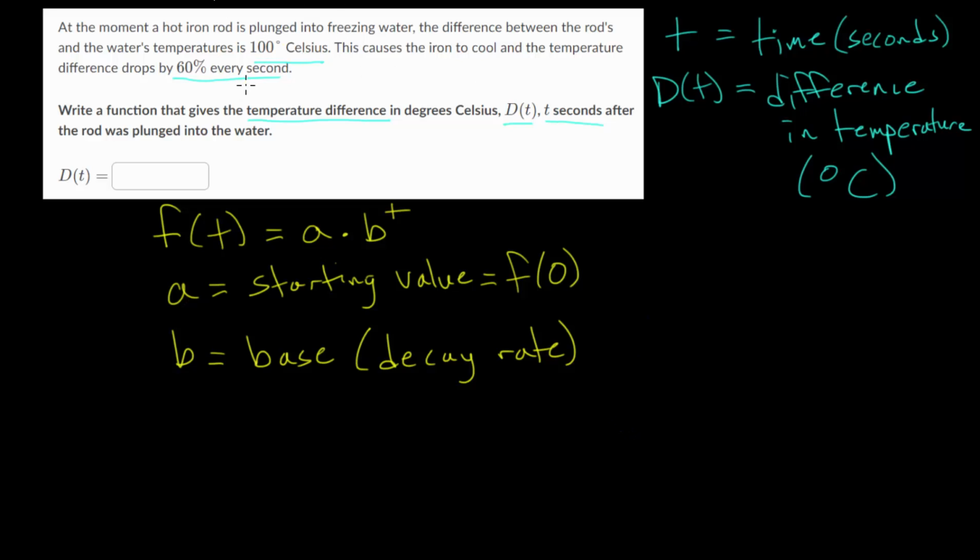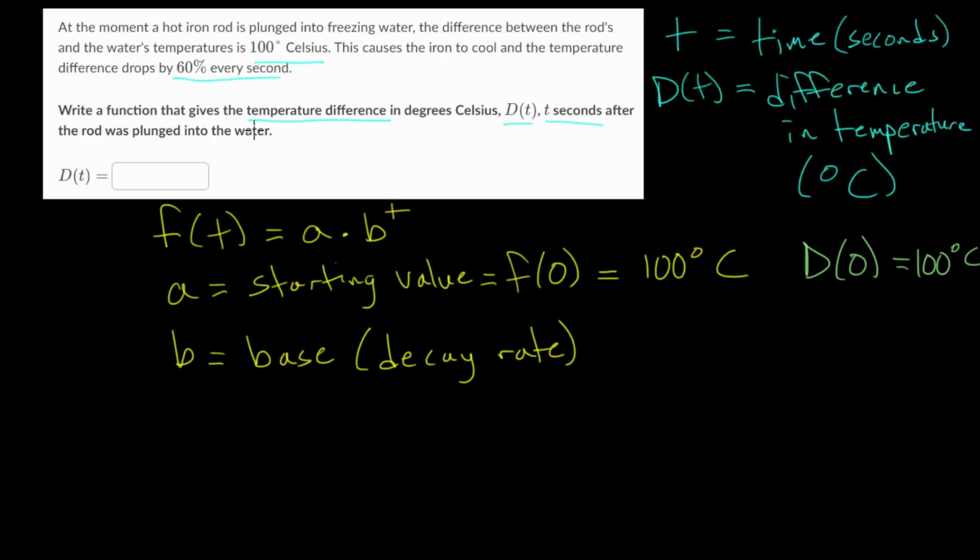And we're given key pieces of information here. We're told that the moment the iron rod is plunged into the freezing water, the temperature difference, or the difference between the rod's and the water's temperature, is 100 degrees Celsius. So we're told our starting value. That is 100 degrees Celsius. Or in other words, if we want to use our notation here, when we plug in 0 to our function d, we just get back 100 degrees Celsius. And our base, that's our decay rate, that's the amount that it's dropping by every second. And notice they tell us that as well. It's dropping by 60% every second.